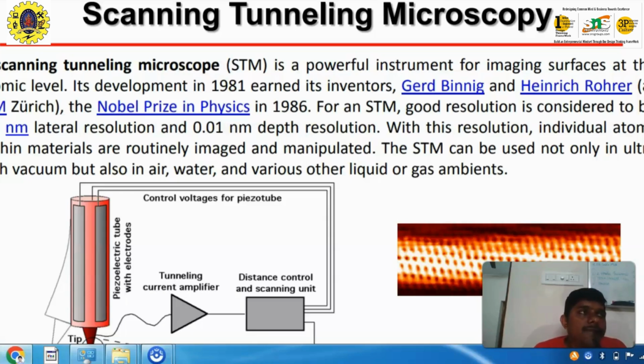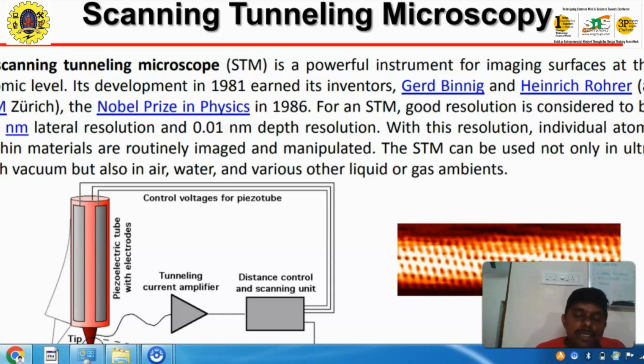In the same way, we are going to see another method of microscopy, that is the scanning tunneling microscope. It is a powerful instrument which can be used for imaging surfaces at the atomic level. That is a fundamental thing. It was developed by Gerd Binnig and Heinrich Rohrer, and both were Nobel Prize winners in physics in 1986. And for an STM, there is a good resolution.